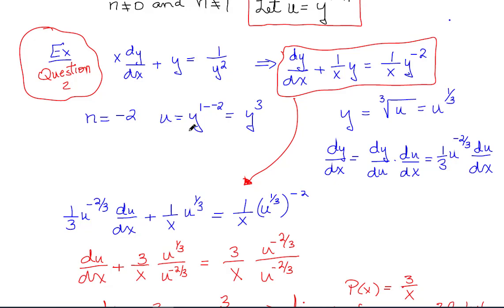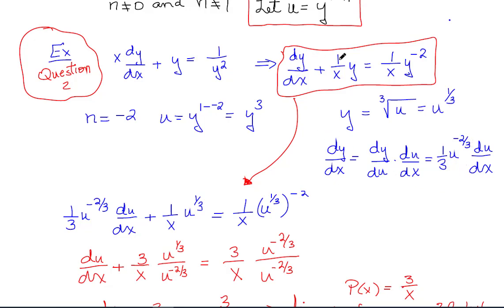U then is y to the 1 minus n, so y cubed. All right, so if u is y cubed, that means that y is the cube root of u. And so dy dx is really dy du times du dx. All right, so what is the derivative of y with respect to u? Well, the 1/3 comes in the front. 1/3 minus 1 is a minus 2/3.